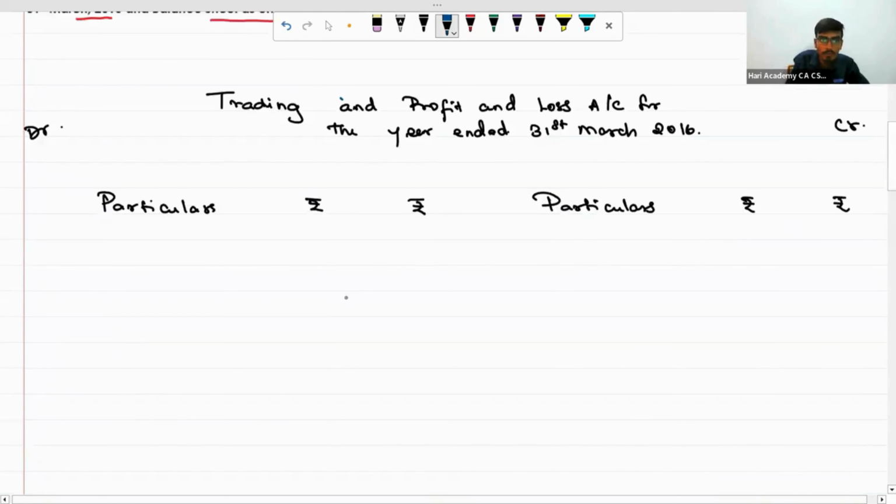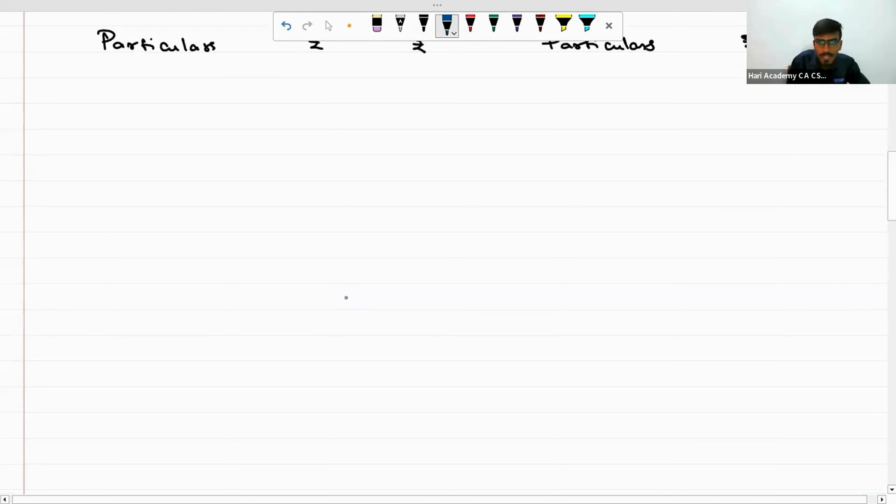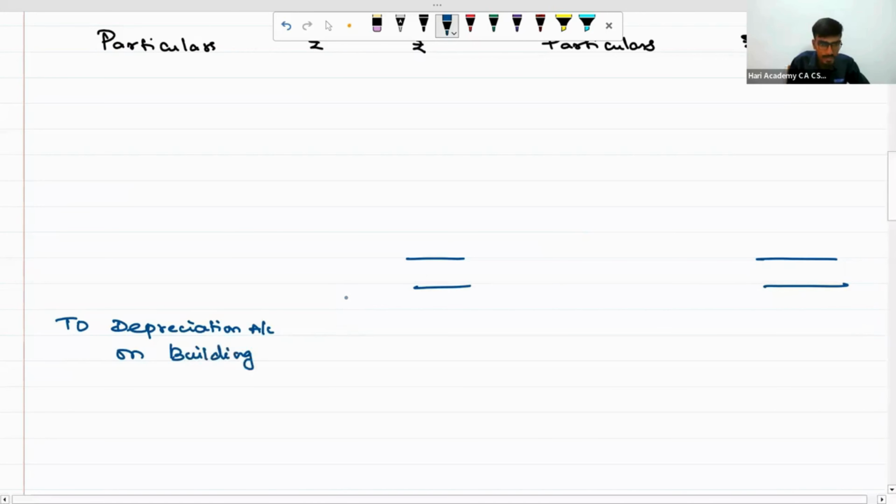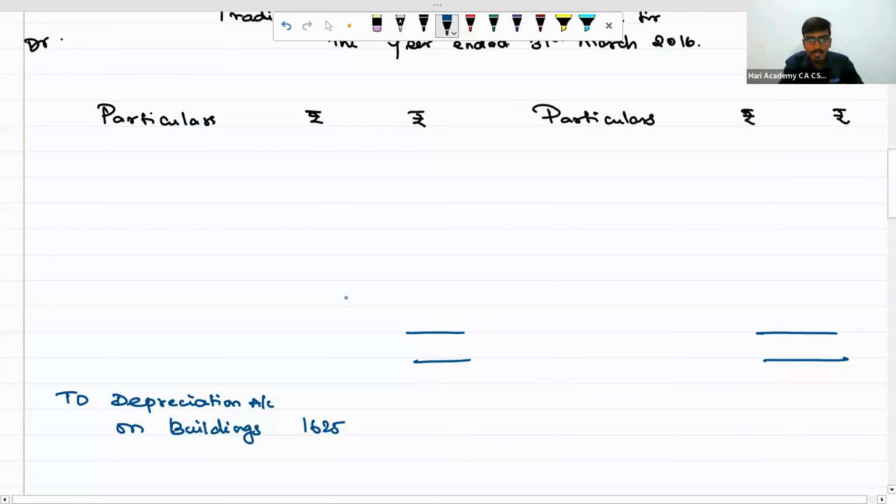Immediately go for this 4 to 5 lines. You will keep it up to this. You can keep it for trading. The remaining will start with depreciation account. One is on buildings. What is the value? 1625. Done. We are done with an adjustment.